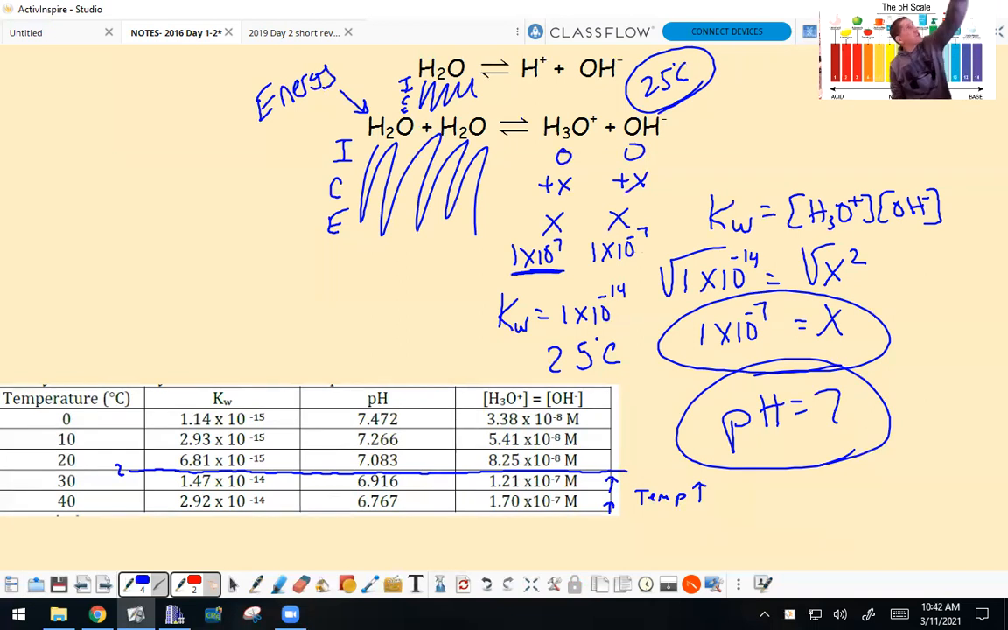So if the temperature goes up, it shifts the equilibrium to the right and you get more of this. If you get more of that, you can see the concentration goes up, 1.21 times 10 to the minus 7. If you keep the temperature going up, the concentration continues to go up. If the temperature goes down though, now the equilibrium shifts the other way and you get less of this. And you can see the concentration goes down, 8 times 10 to the minus 8, 3 times 10 to the minus 8, so the temperature is going down. Now notice the effect on pH. So we're going to talk about pH.